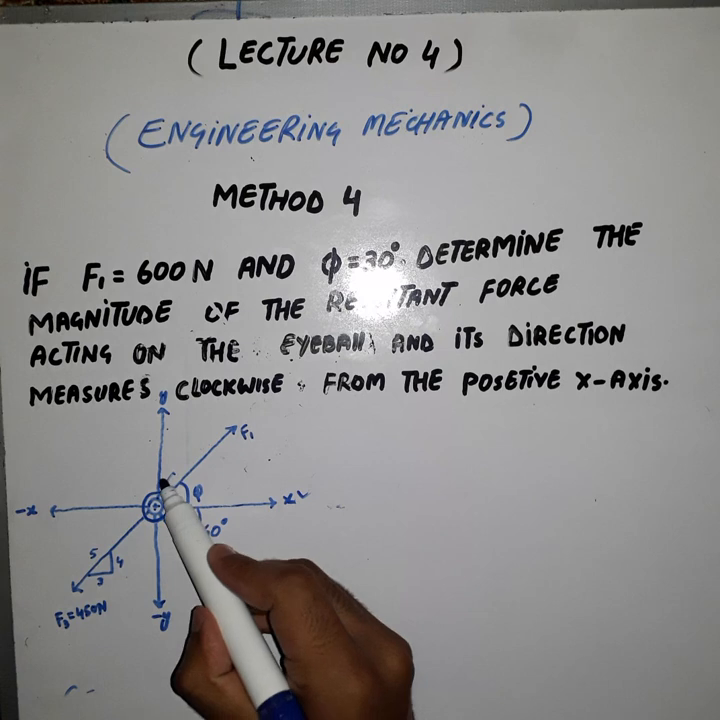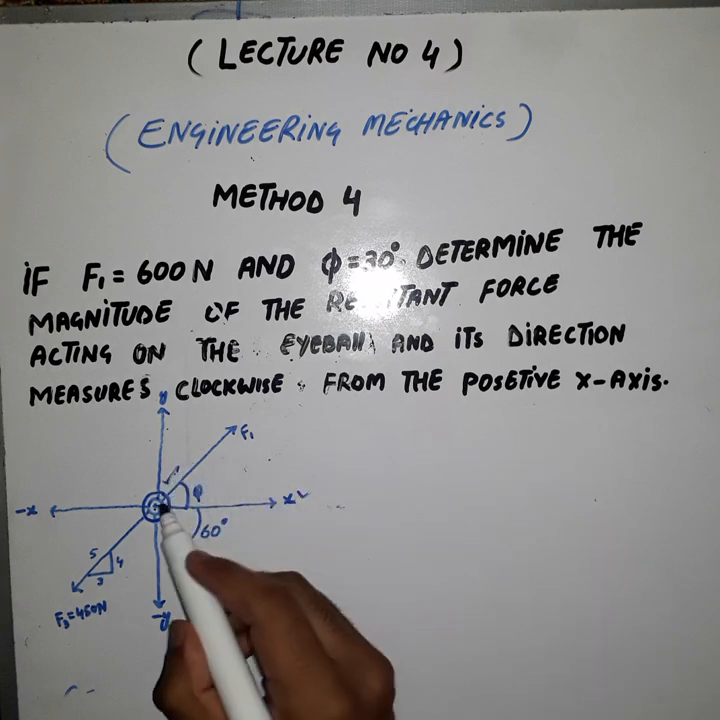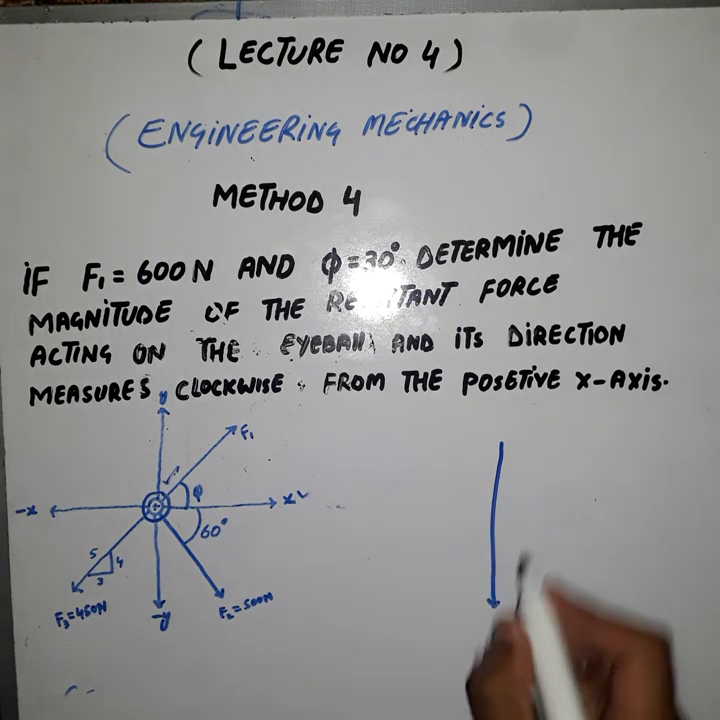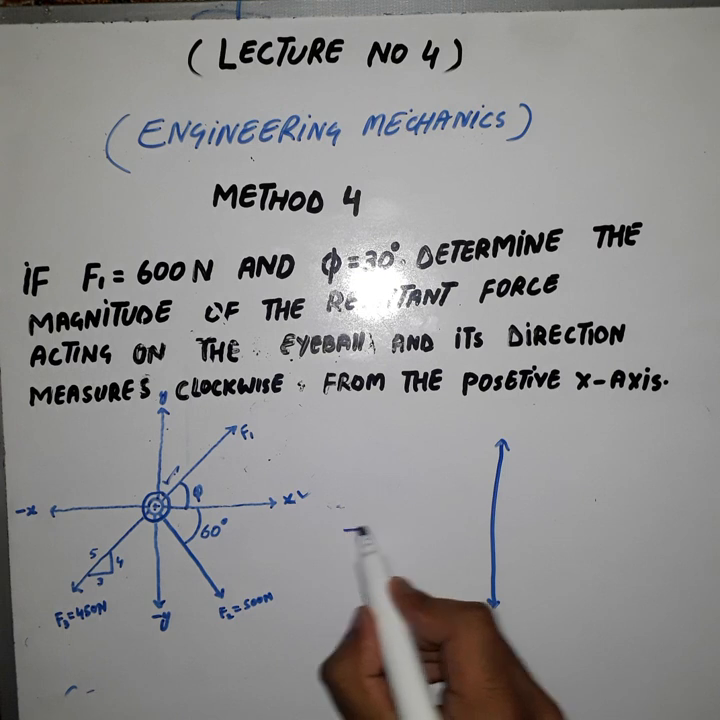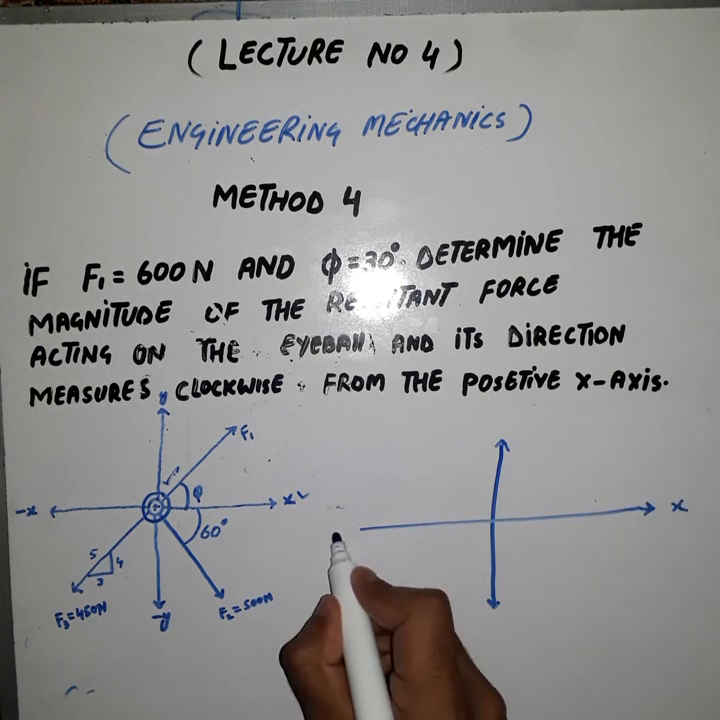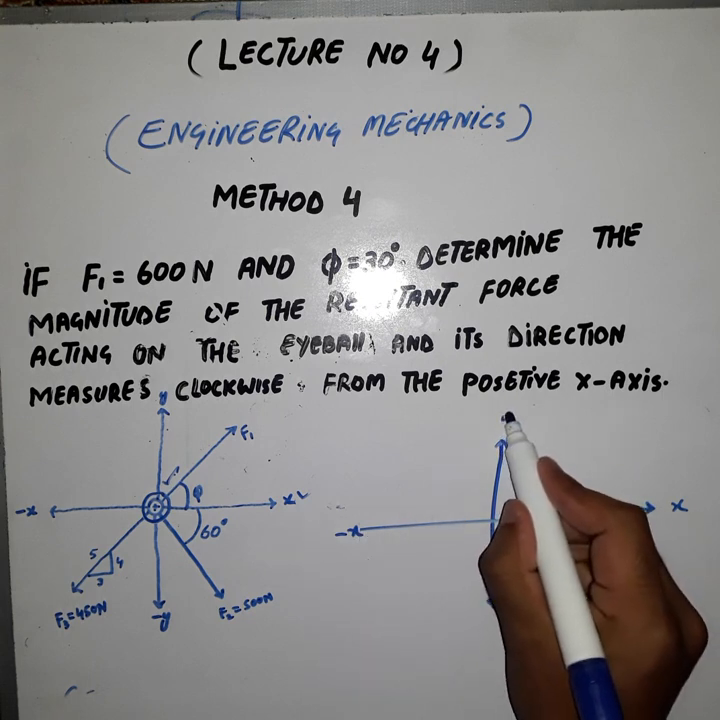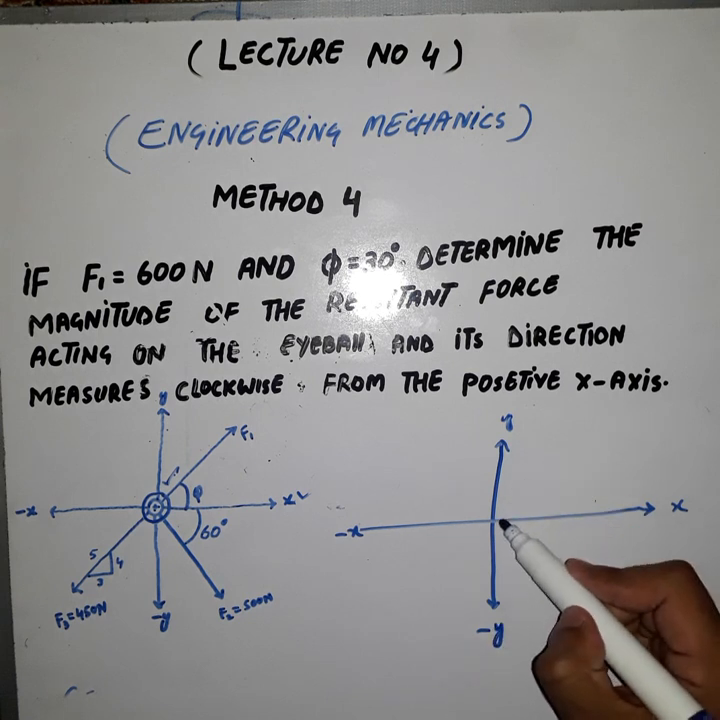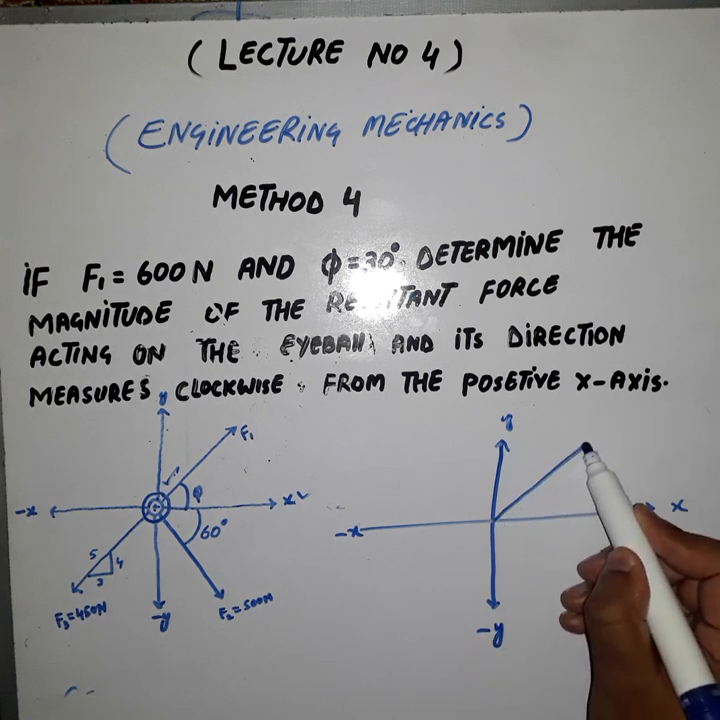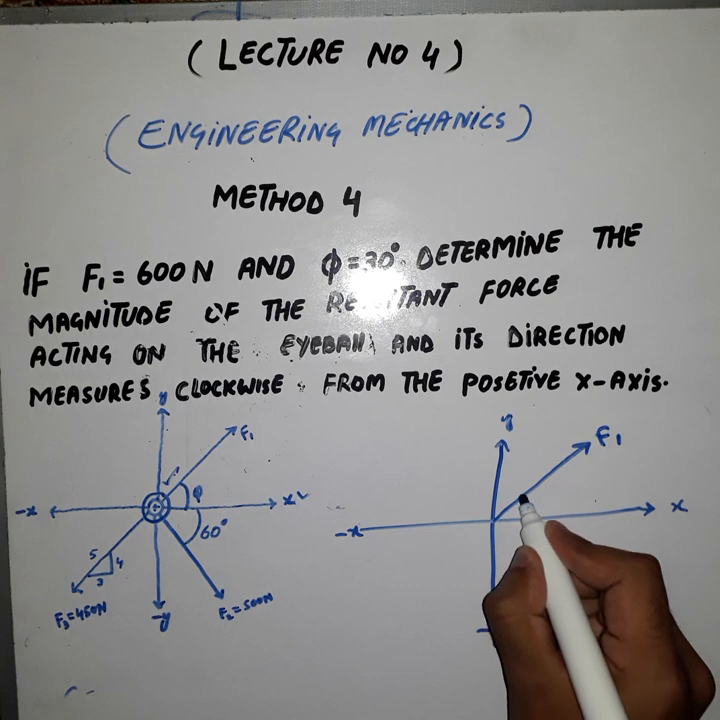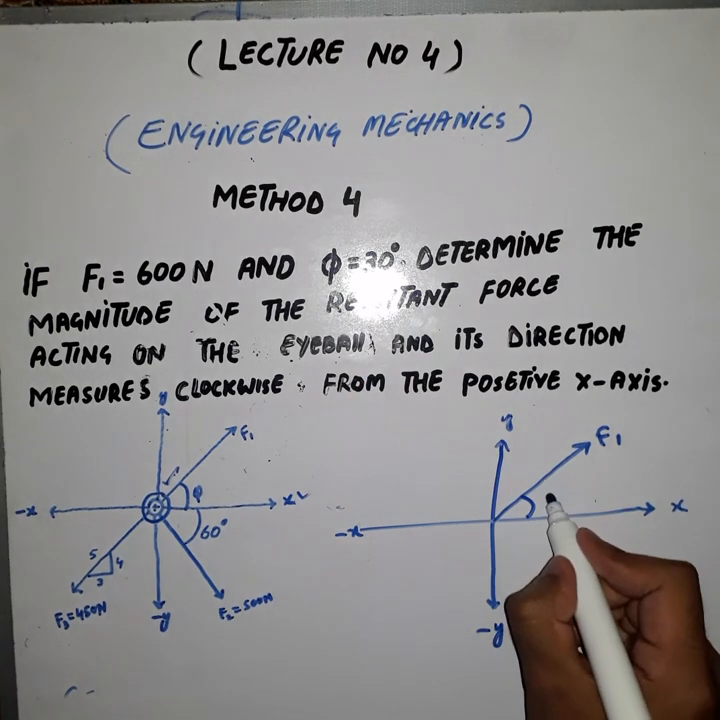We will exclude this portion completely. We will eliminate the eyeball. So let's draw its axes. This is our positive x-axis, this is our negative x-axis, this is our positive y-axis, and this is our negative y-axis. The force that is acting anti-clockwise from the positive x-axis is F1, having angle phi, which is given in the question, which is equal to 30 degrees.